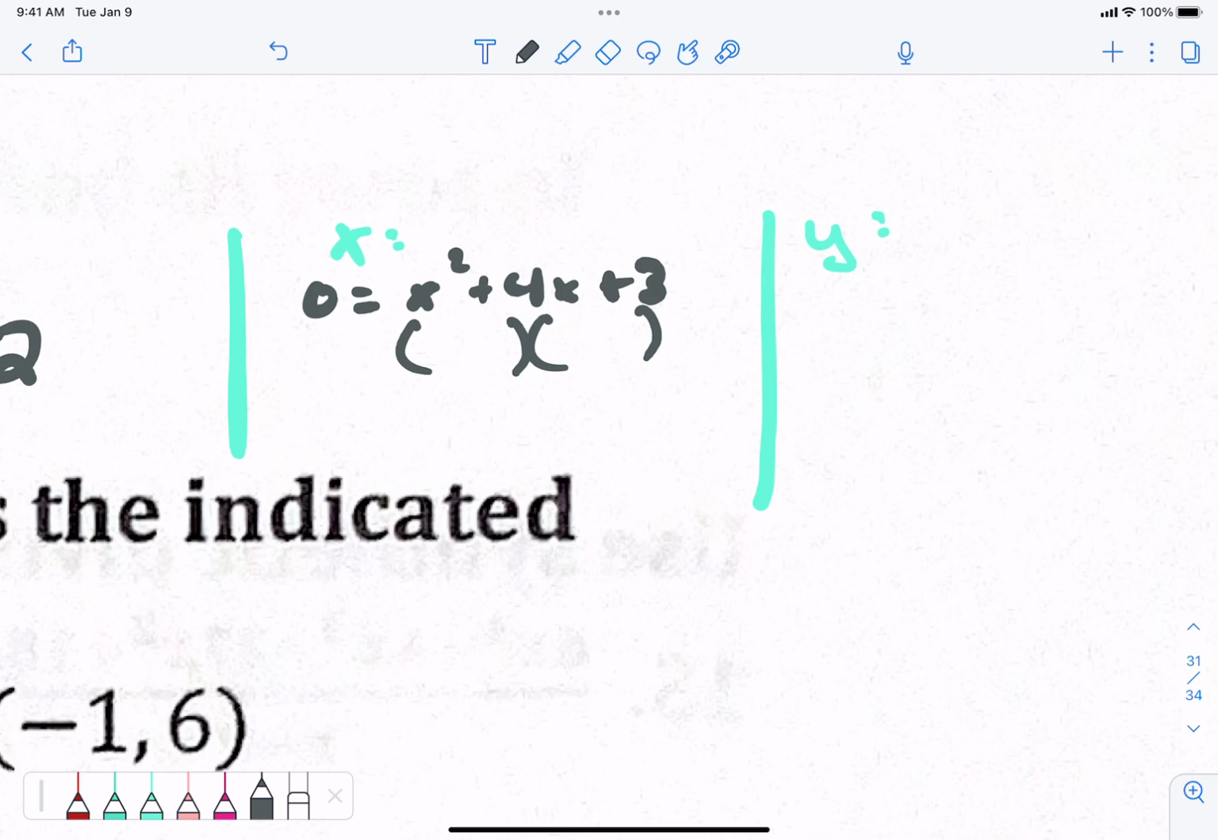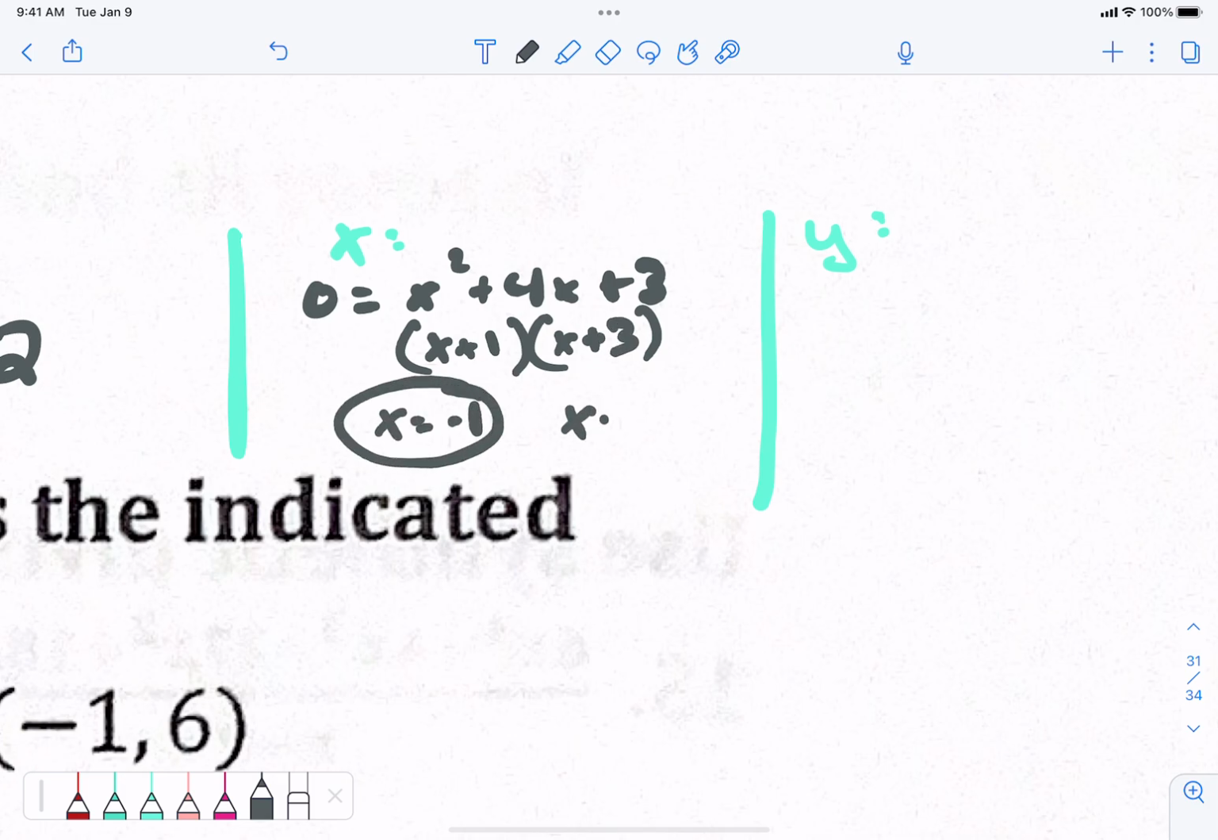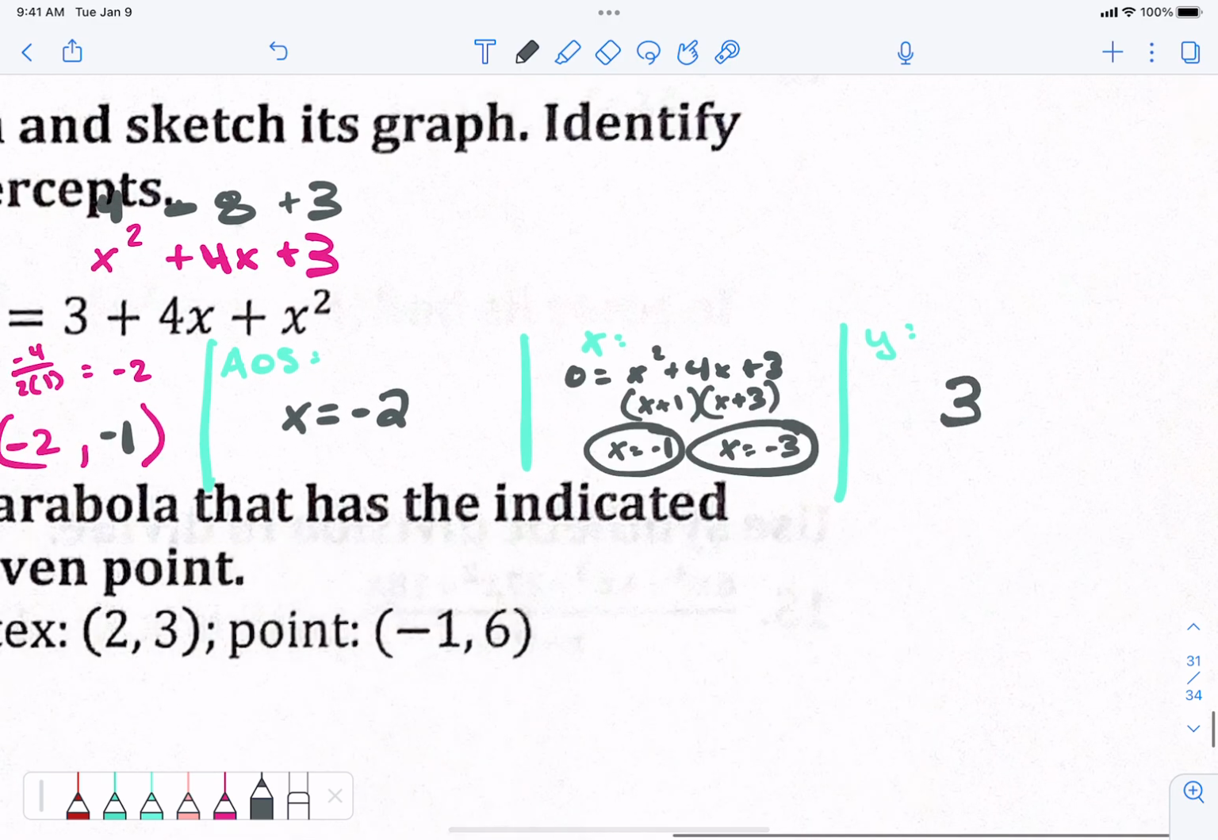But if you just factor it, that confuses me, because I want to move the 3 over and divide by 4. You can't do that. 1 and 3. x plus 1, x plus 3. So x equals -1 and x equals -3. What's the y-intercept? 3.